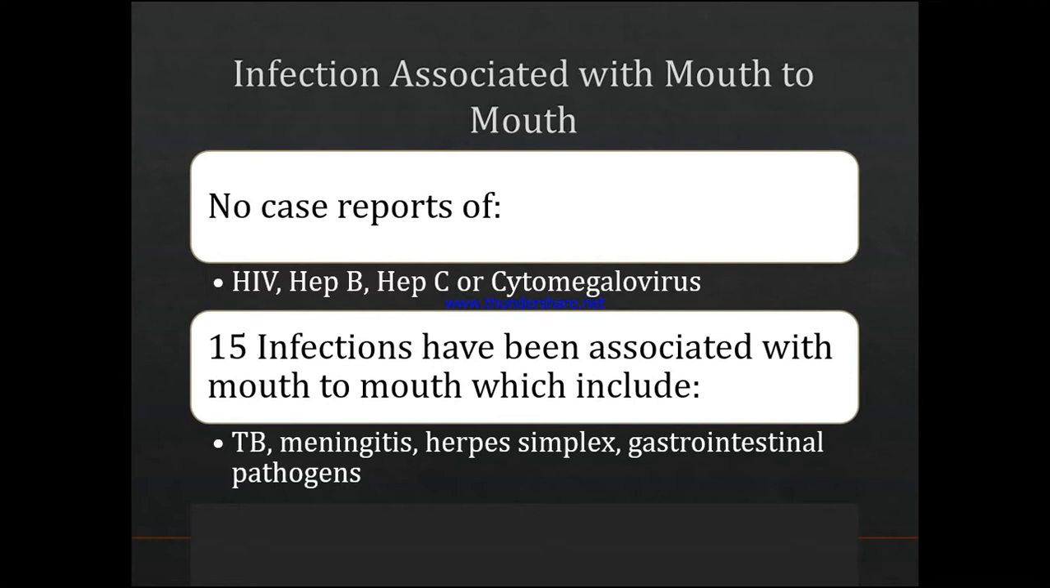aware of. Infections associated with mouth-to-mouth: there are no case reports of HIV, hepatitis B, C, or anything such as that being reported. 15 infections have been associated with mouth-to-mouth, which include TB, meningitis, herpes simplex, gastrointestinal pathogens, etc. Now, the thing with mouth-to-mouth is that some people carry around a face mask, a basic life support face mask.